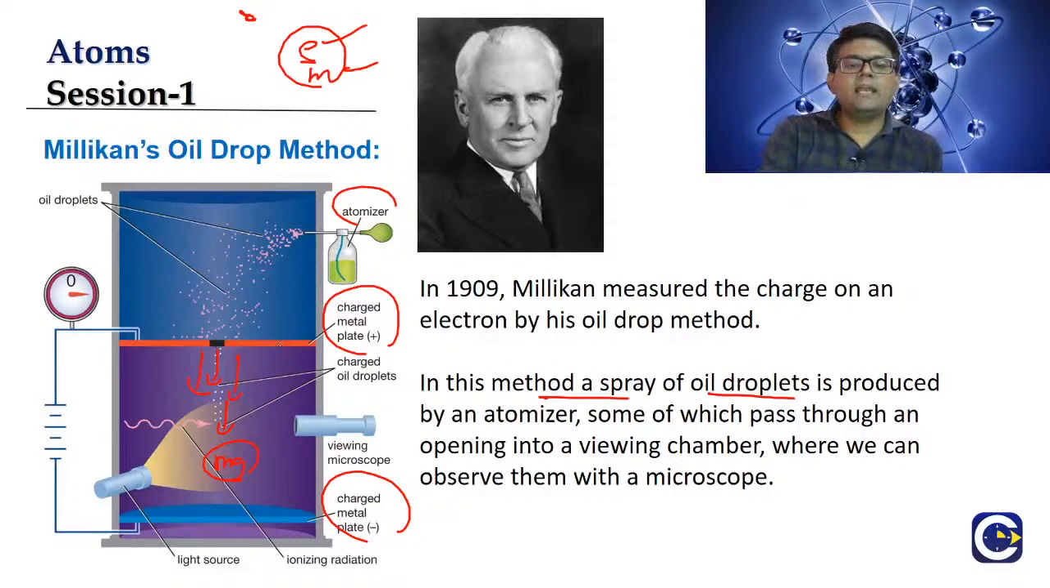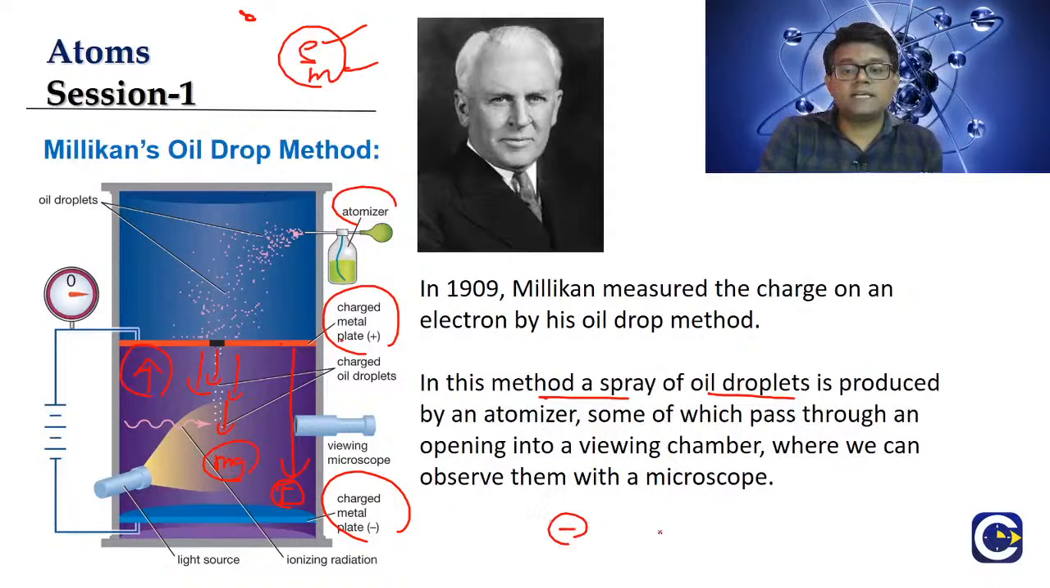The electric field in this region is set up in such a way that the force because of the electric field will be upwards. If you see, there is a positive plate and negative plate. Field will be in the direction from positive plate to negative plate. But electrons are negative charged particles, right? How are they going to experience force? They will experience a force in the direction opposite to the electric field.